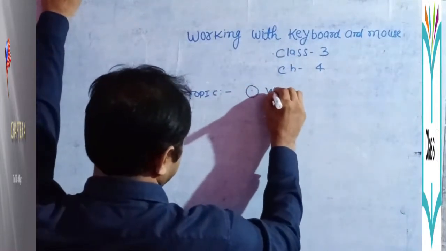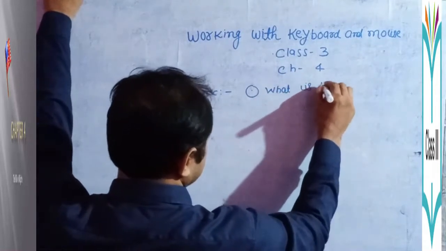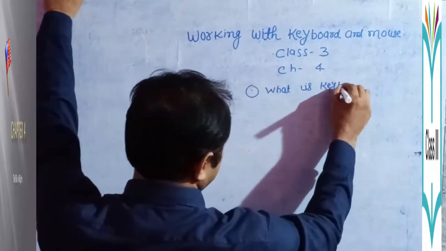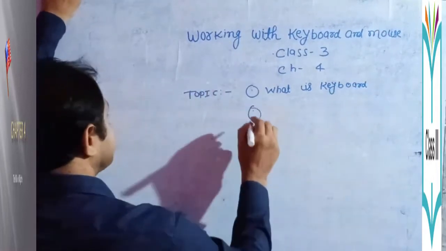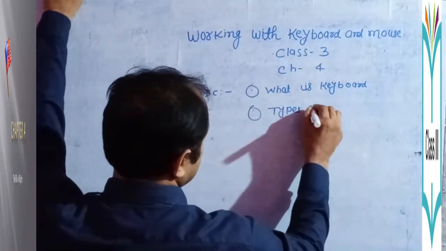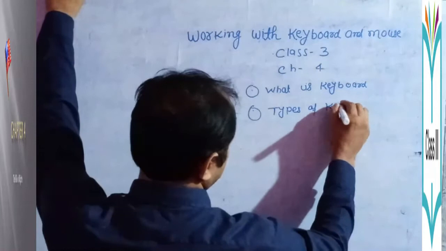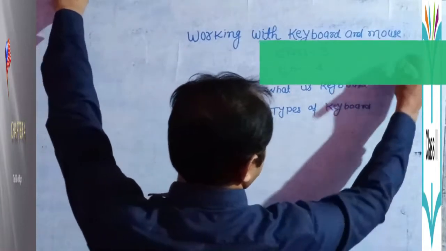What is a keyboard? What are the types of keyboard?